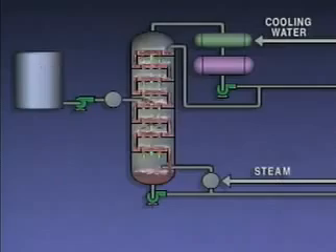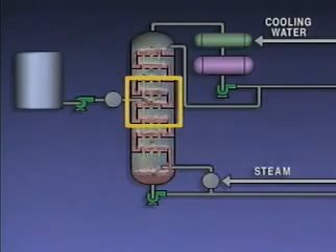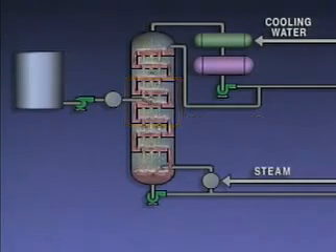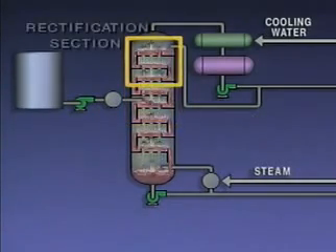Now, not every distillation tower is designed in the exact same way. However, every tower can be divided into three basic sections. The middle section is where the feed enters the tower and part of the feed vaporizes. This vaporization is commonly known as flashing. So this section of the tower is often called the flash zone. The section above the flash zone is called the rectification section.